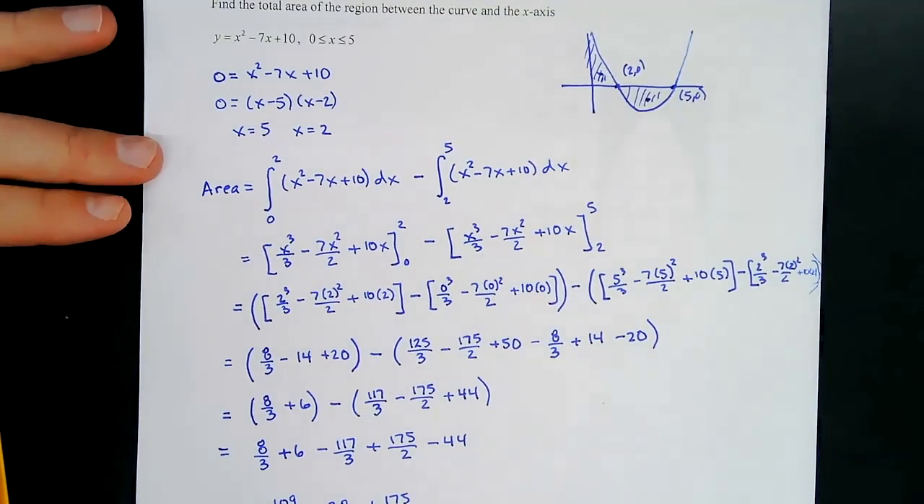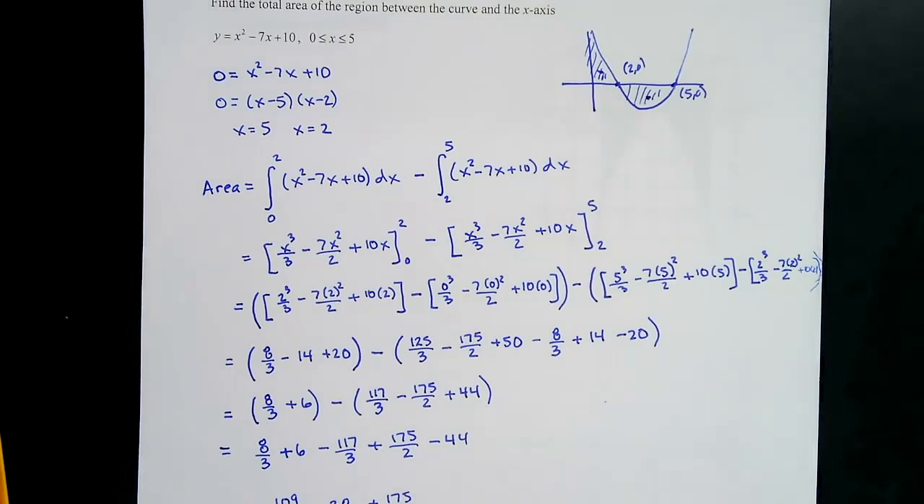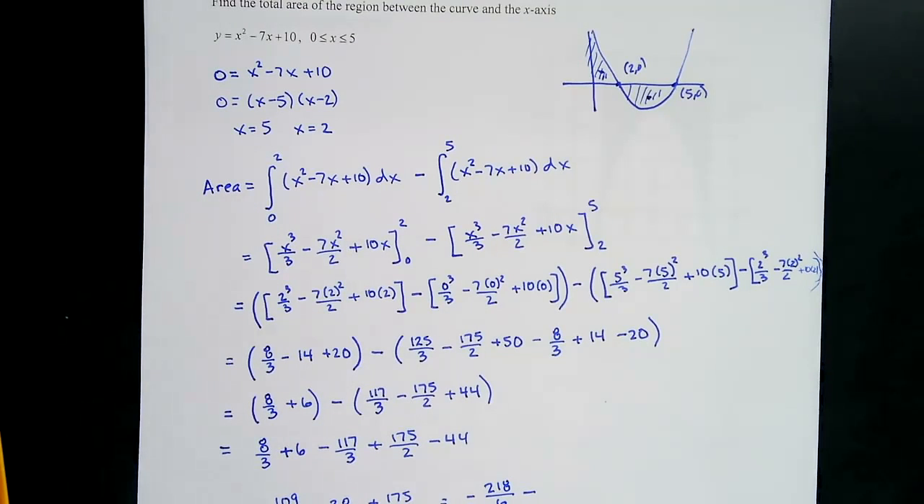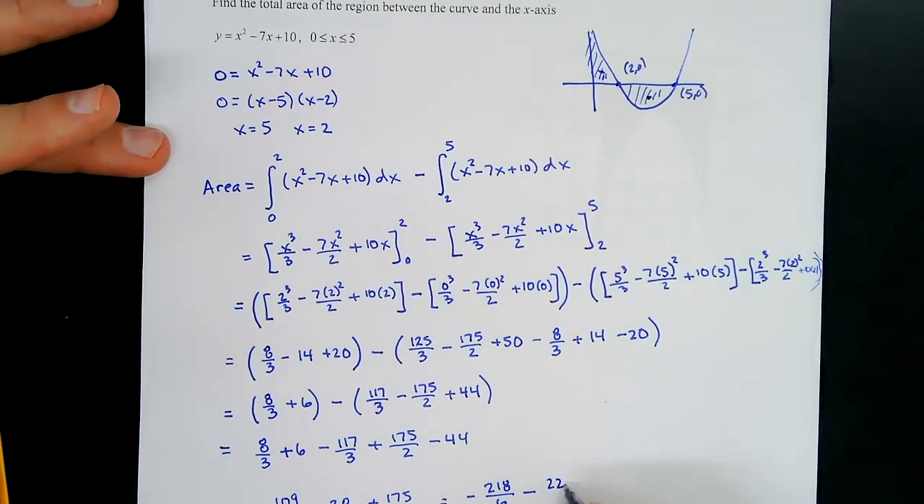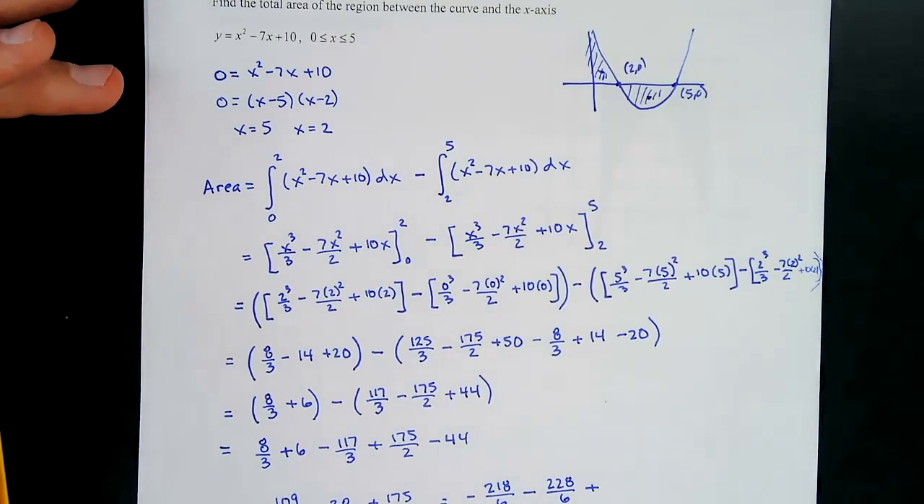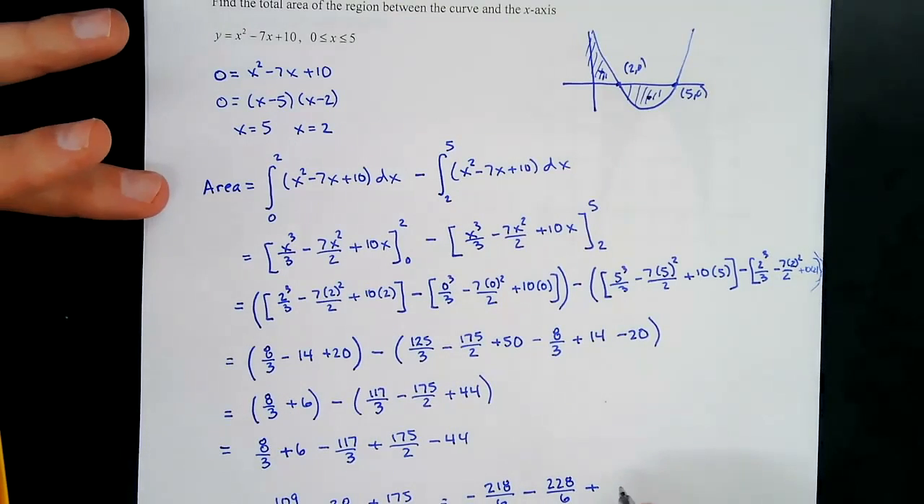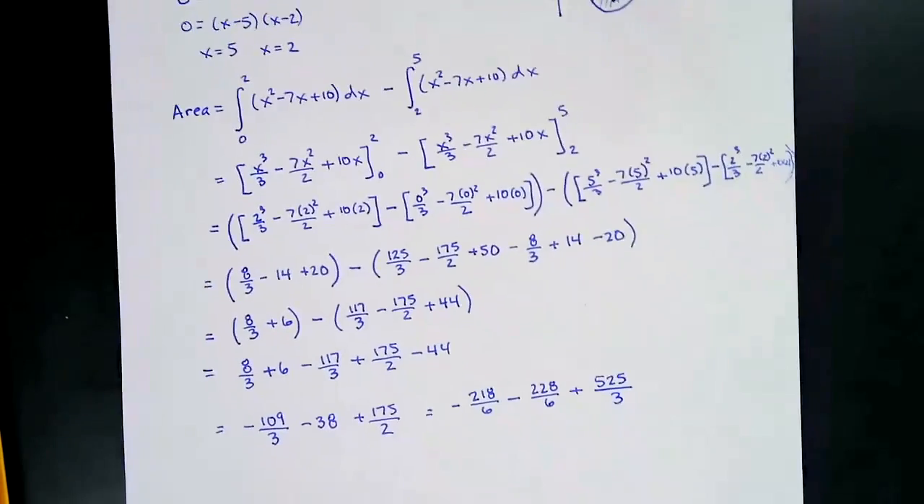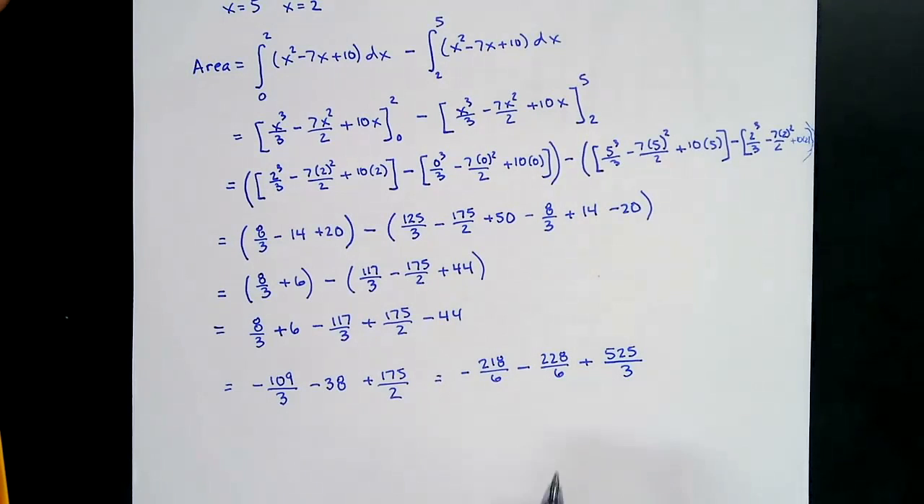Okay, so we're going to need to get a common denominator. Because the denominators are 3 and 2, I want a denominator of 6. So I'm going to multiply this by 2/2. So that makes this negative 218/6 minus, and this one I'm going to need to multiply by 6/6, and 38 times 6 is 228. So minus 228/6, and then plus, and this one I'm going to have to multiply by 3/3, and then 175 times 3 is 525. So 525/3. You guys, I do realize this is monotonous, right?